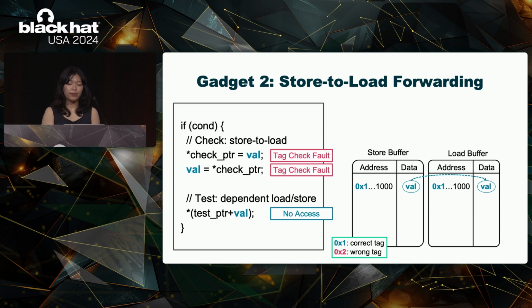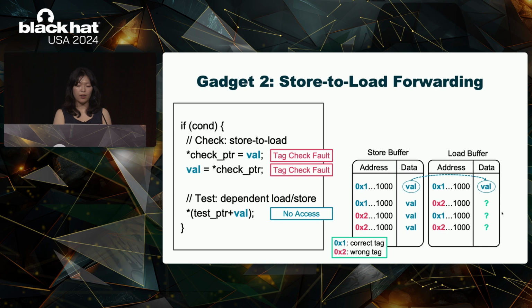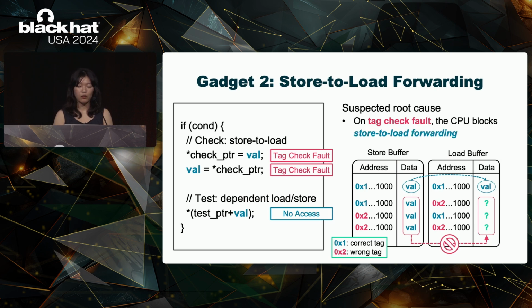And we've observed that when a tag check fault occurs during store-to-load forwarding, either in the load, store, or both instructions, the dependent memory access in the task block is not executed, meaning that the data is not forwarded. And we suspect that the root cause of this is the CPU blocking the store-to-load forwarding on faults to mitigate other side channel issues.